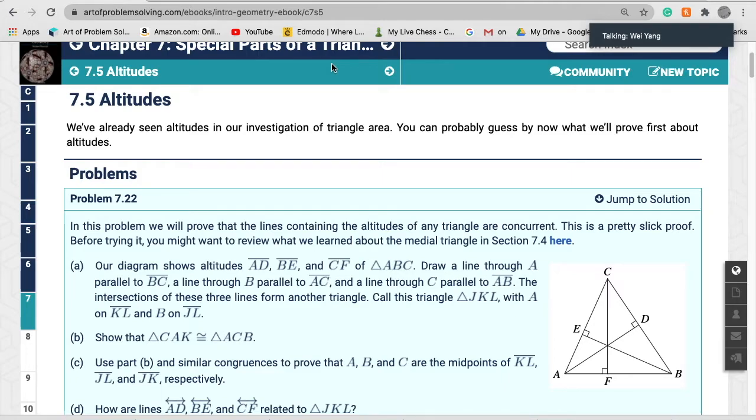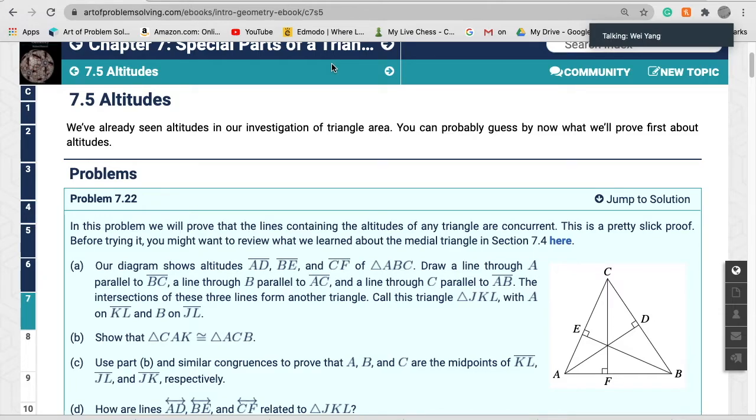In the previous section, we learned all the medians. The three medians intersect each other; they are concurrent at one point, which we call the centroid, right? So today we'll learn that all three altitudes will also be concurrent. Now let's start from here.